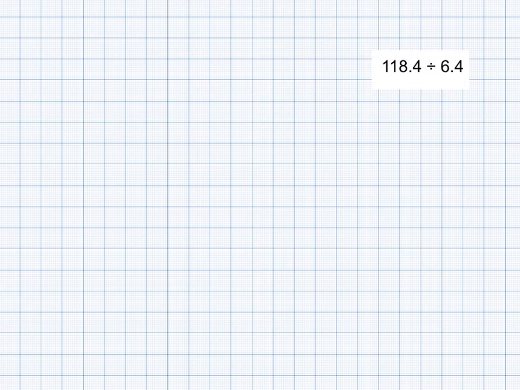All right, this problem. 118.4 divided by 6.4. So we have a decimal in both the dividend and the divisor. So I like to do it this way. 118.4 divided by 6.4. Well, this is my divisor, and I have to make that a whole number, so I have to move the decimal over one time. And if I move the decimal over here in the divisor, I have to do the same in the dividend. Move it over one time.